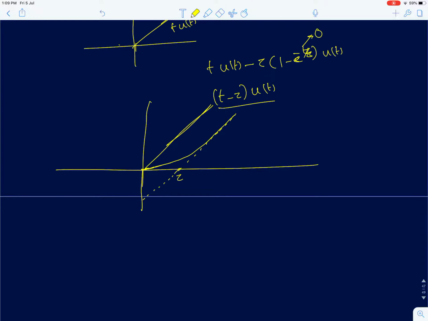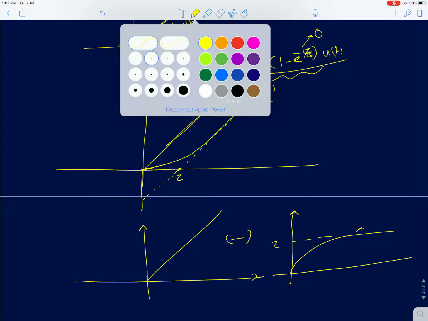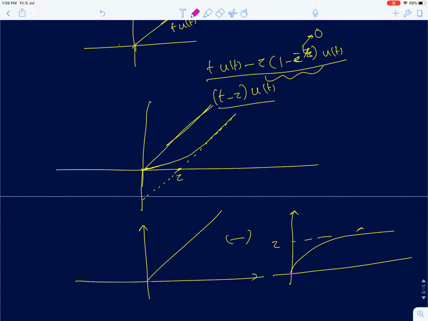You can draw it like that, or you can mathematically draw this function. So using graphical analysis, you can solve it. First draw t into u of t, and then draw the function tau into 1 minus e power minus t upon tau. So this is this part of it. Then subtract the two graphs. When you subtract the two graphs, at t equal to 0, both of them are 0. You start at 0, and eventually the function should reach t minus tau into u of t. So this is the response for a ramp input.